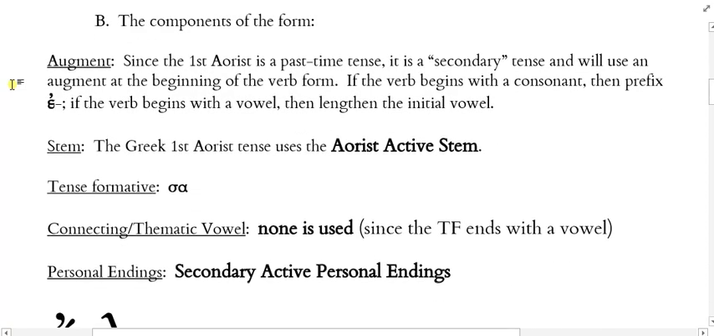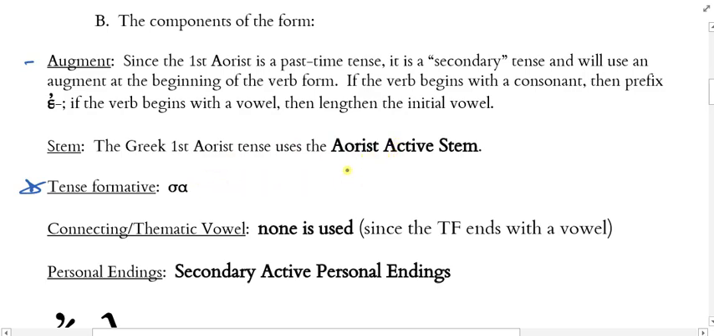The components of the form are what you expect, at least at the beginning here. Aorists, whether they be first or second aorist, do have augments, so we know how to form those. The stem will be the aorist active stem, and that's what we use for the second aorist as well. Where we're charting new territory is with the tense formative. You're familiar with another tense formative that's almost the same as the sigma alpha tense formative, right? And which tense formative was that? Future. The future tense. And what was the tense formative there? Sigma. Just a plain old sigma. So this sigma will have an alpha attached.